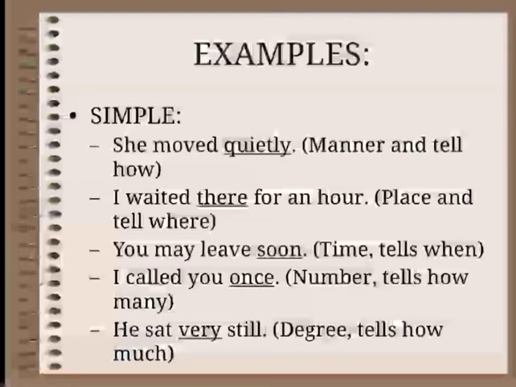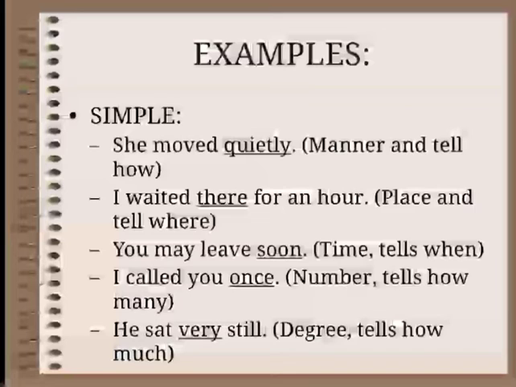Example: she moved quietly. Manner, tells how. How did she move? Quietly. So it is called an adverb. I waited there for an hour. Place, tells where you waited, because the sentence is denoting where you waited. So there is an adverb. You may leave soon. It tells about time, tells when. You may leave soon. The word soon is an adverb. I called you once.